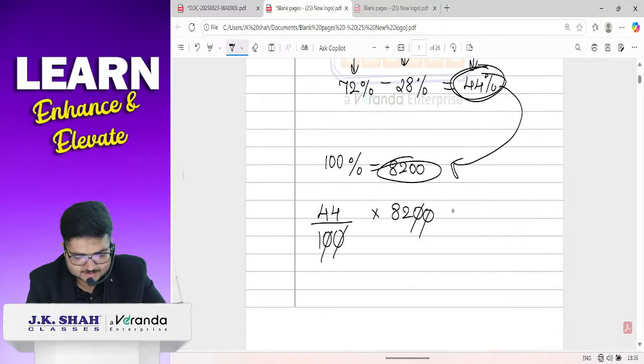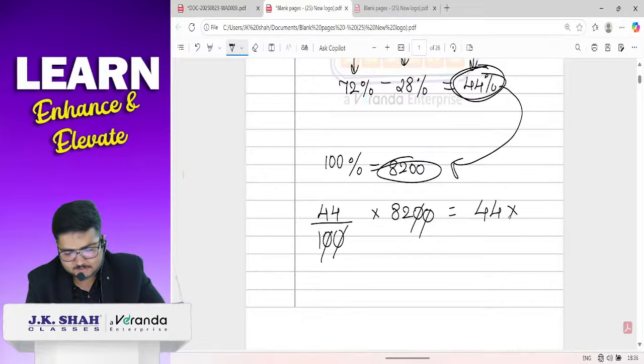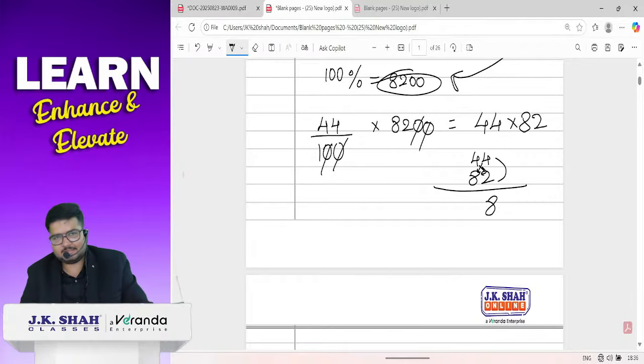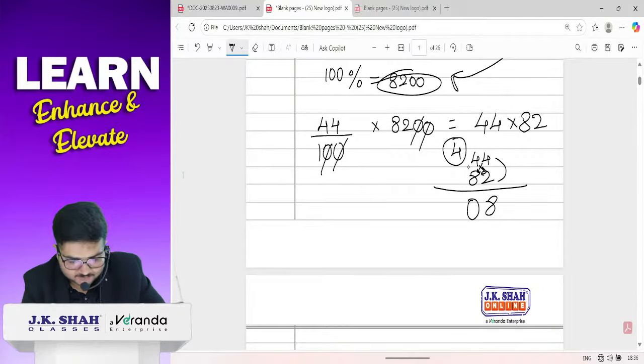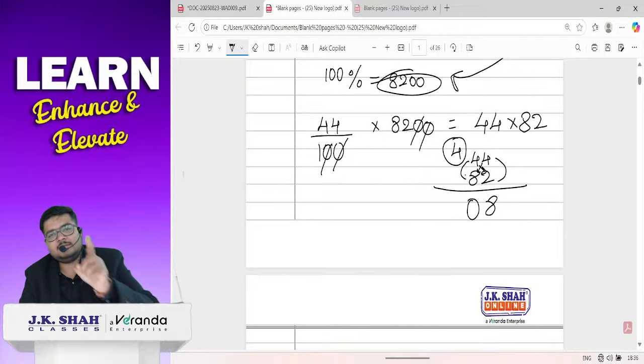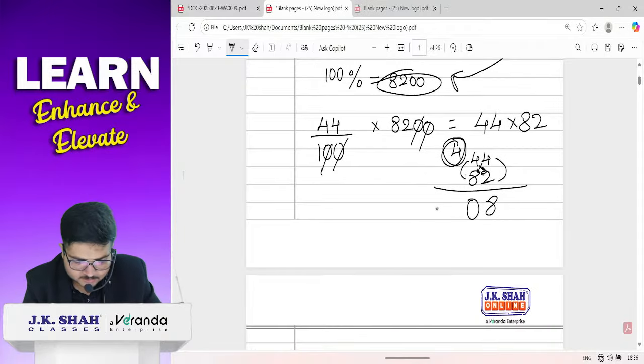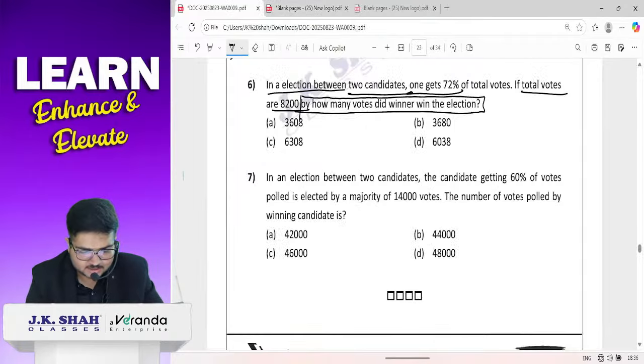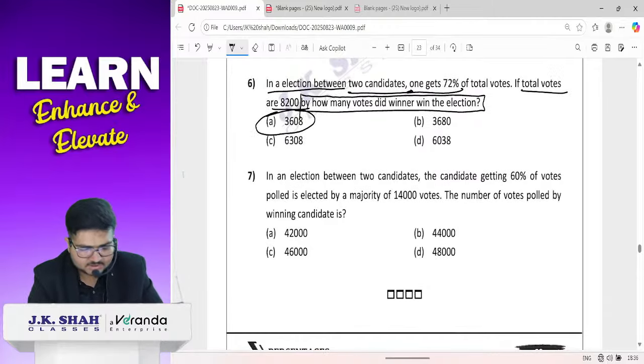The zeros cancel. So remains 82 into 44. Now I have taught you this cross multiply shortcut. 4 2s are 8, 8 4s are 32. 32 plus 8 is 40. 0 here, 4 will be carried forward. Last step, 4 8s are 32. 32 plus 4, 36. So majority is 3608, and that is your answer, option A, 3608.